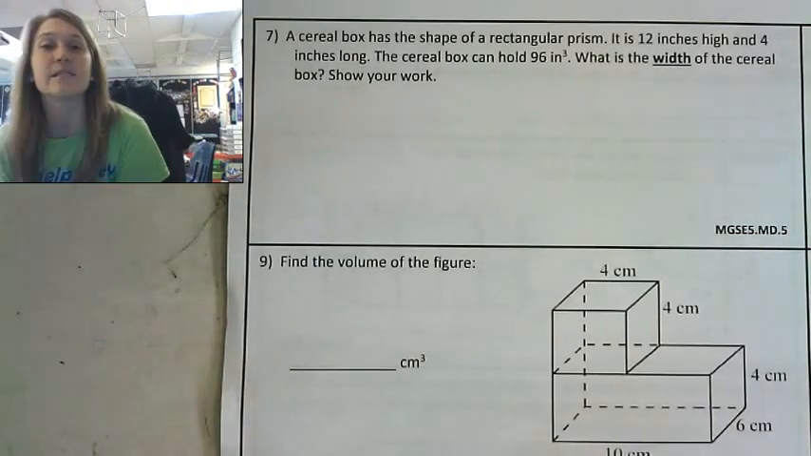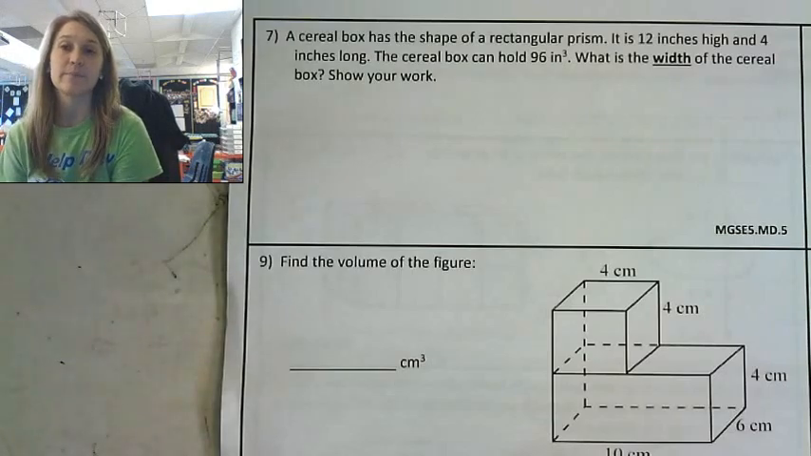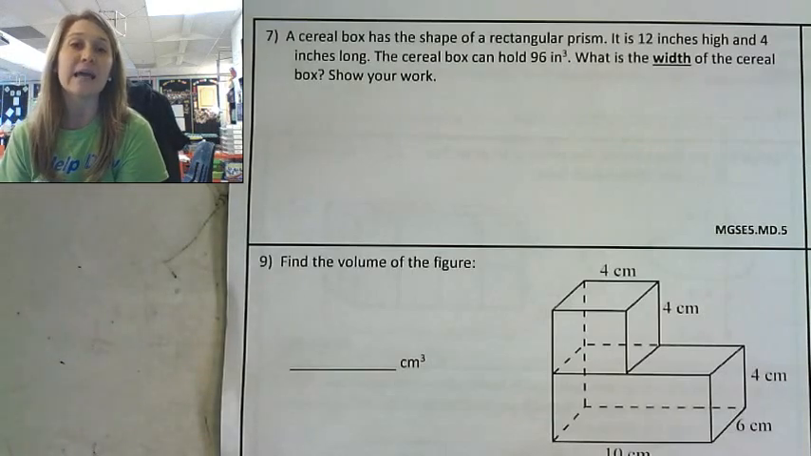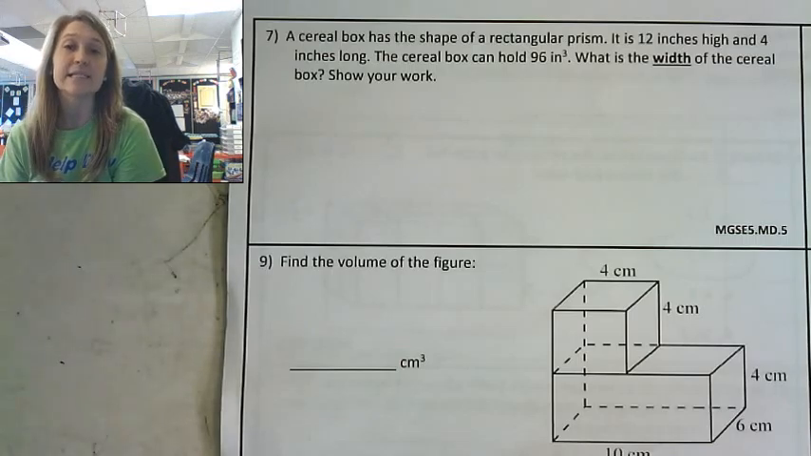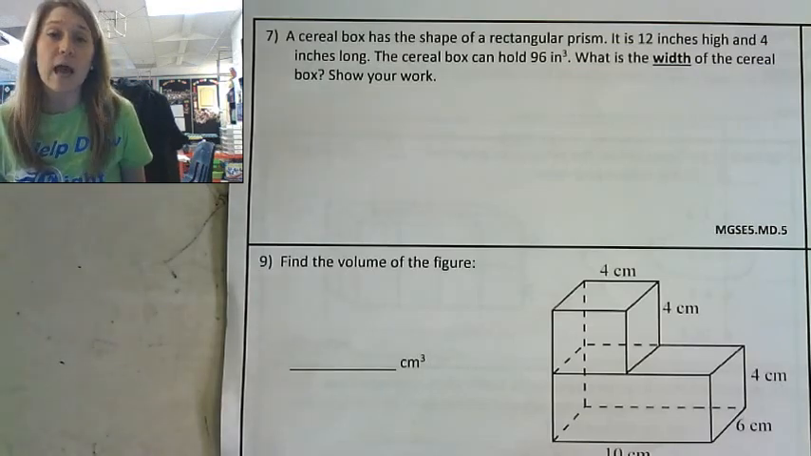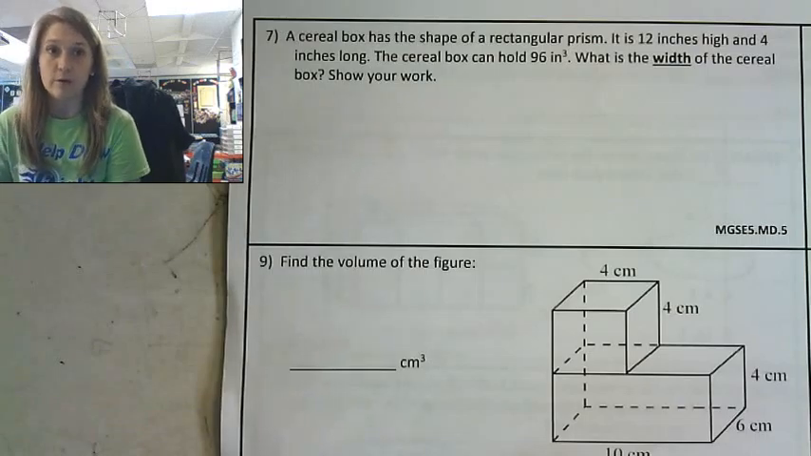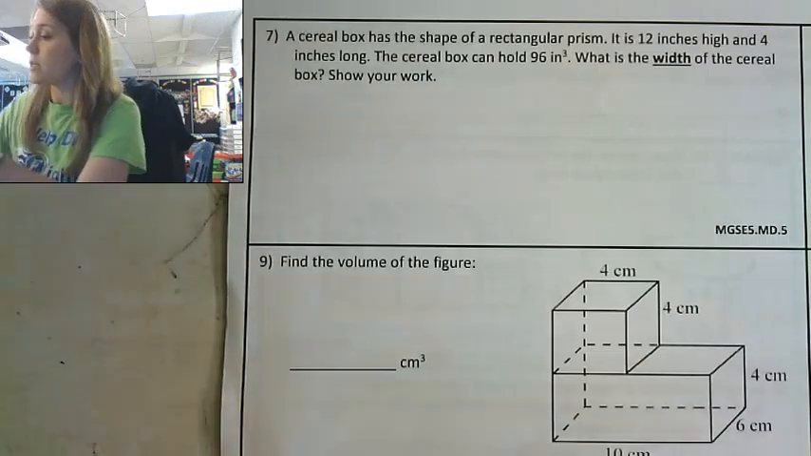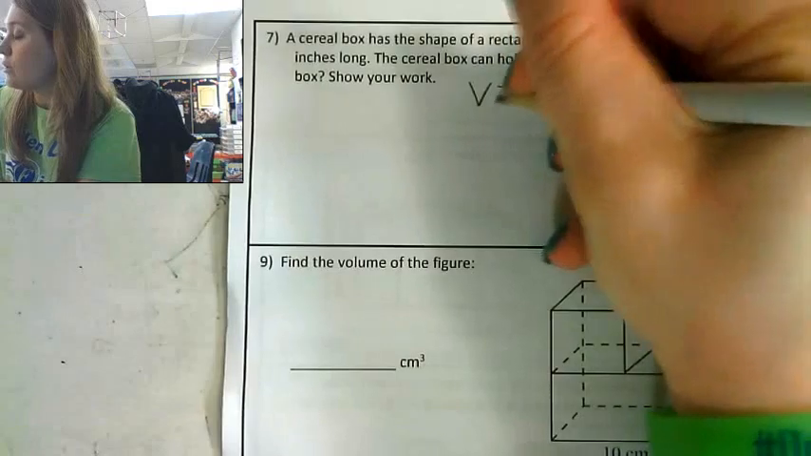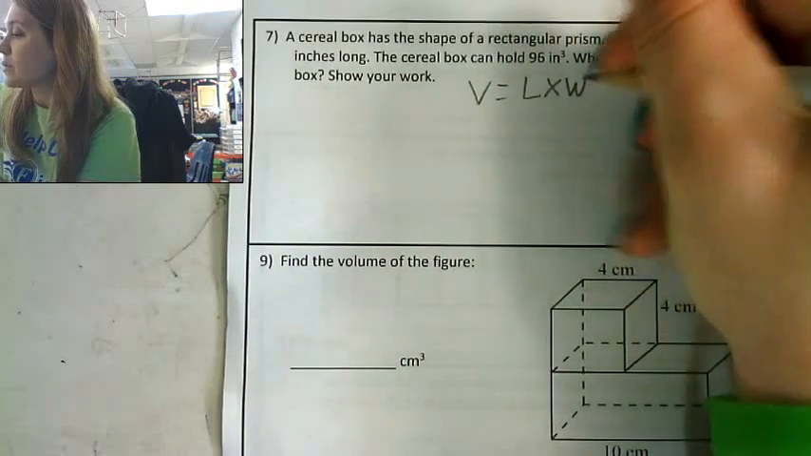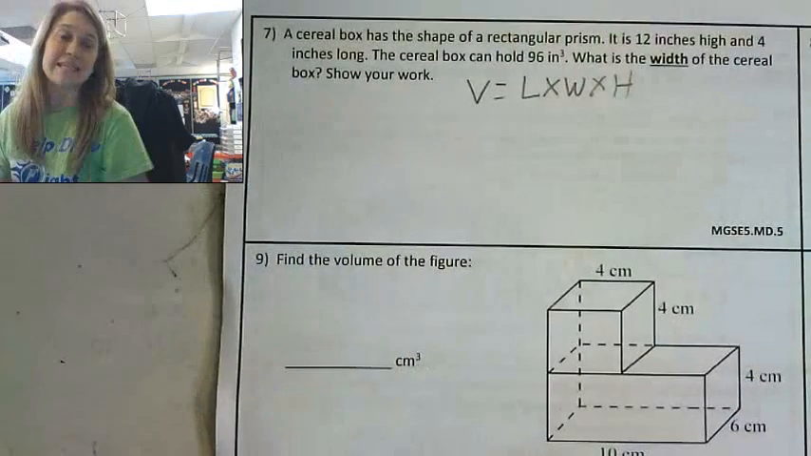A cereal box has the shape of a rectangular prism. It is 12 inches high and 4 inches long. The cereal box can hold 96 inches cubed. What is the width of the cereal box? Show your work. The first thing that I'm going to do is write the formula for volume because I know that's what I'm looking for. So I'm going to sing my song: V-O-L-U-M-E, length times width times height, E-Z.